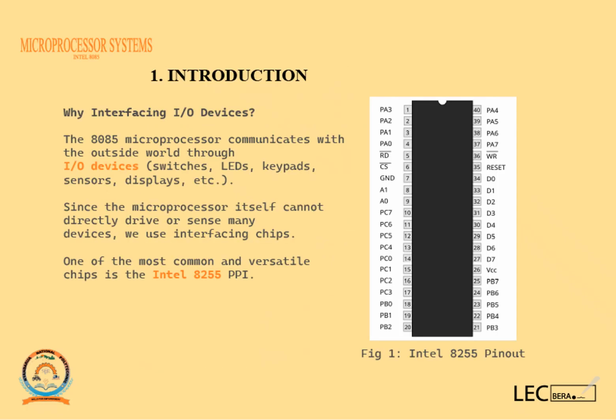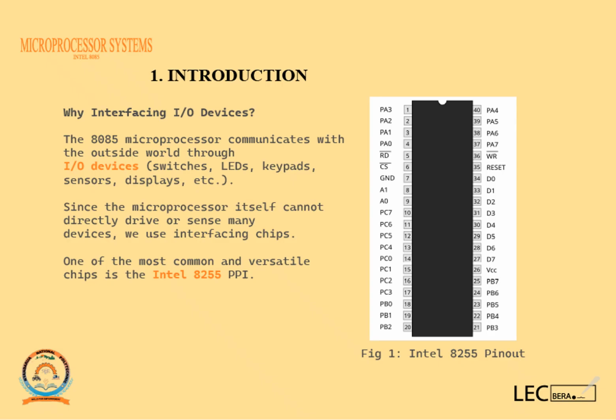So I've said that a microprocessor has a limitation in communicating with all devices in the world, especially small devices like LEDs and keyboards. In truth, it cannot communicate with them directly. So we now need an 8255. That is an interfacing device.